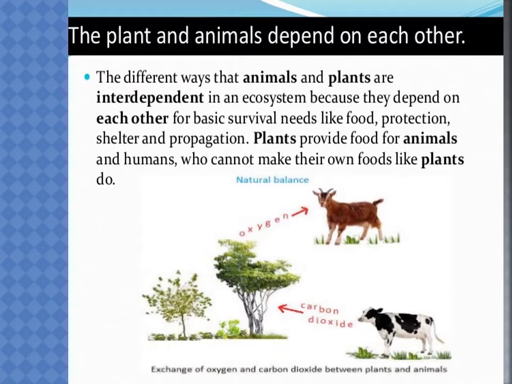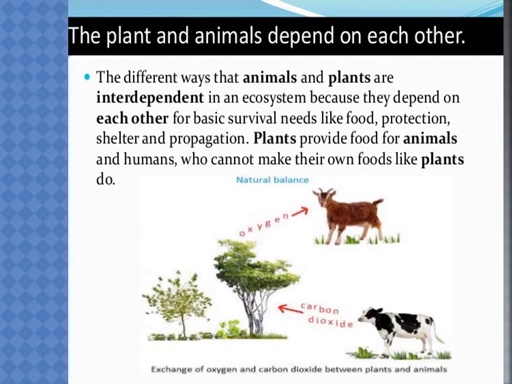Okay, we have to see the dependence of plants upon animals. The plants and animals depend on each other. Plants upon animals. For pollination, at pollination time, bees, ants, bats serve as agents of pollination. So some plants depend on animals like bees and bats, the agents of pollination.